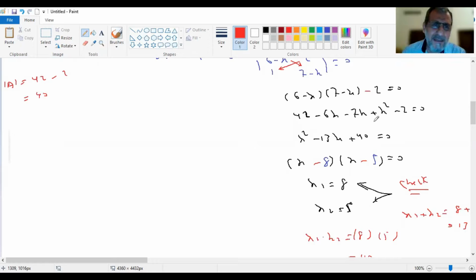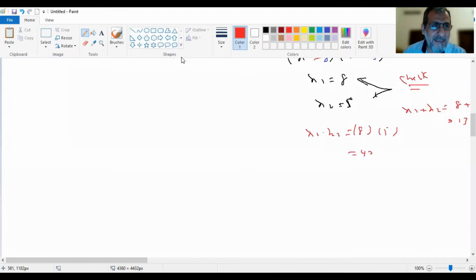Now, another example, example number 3. Here again, A minus lambda I equals what? I have 3 minus lambda, negative 6, negative 9, and 18 minus lambda.